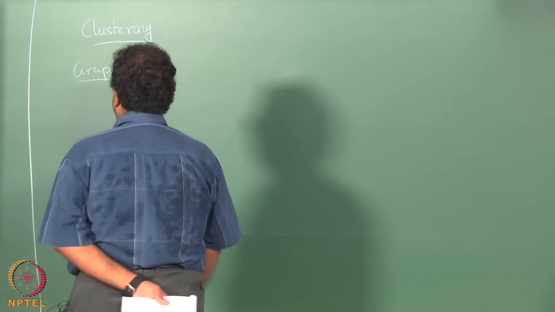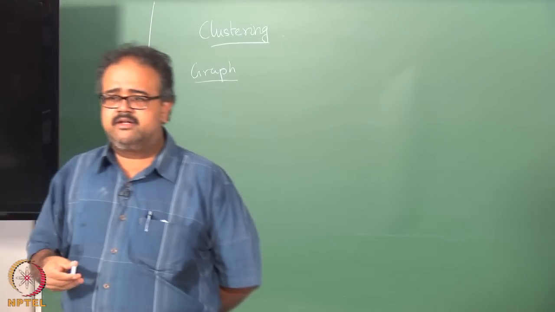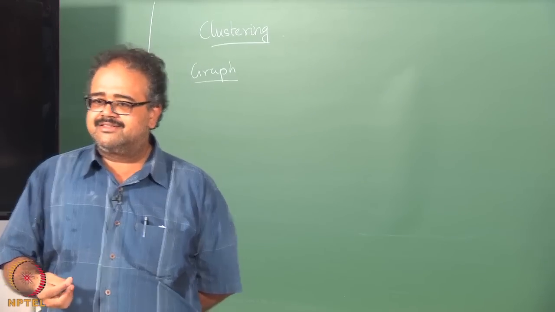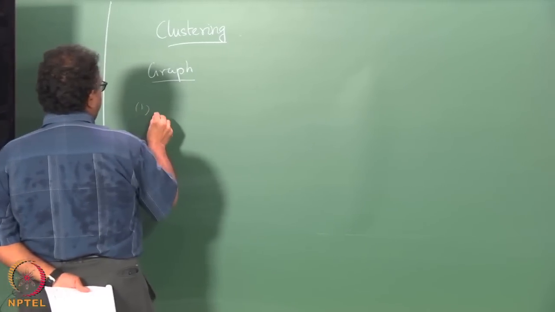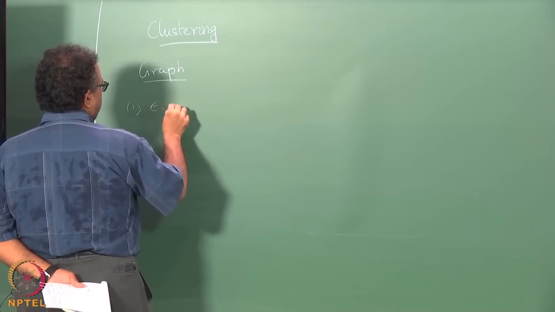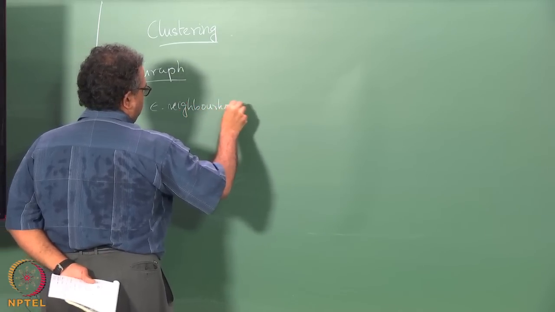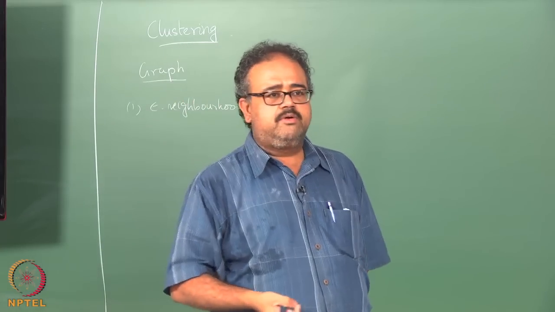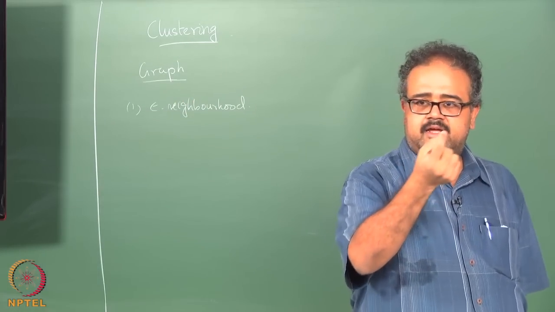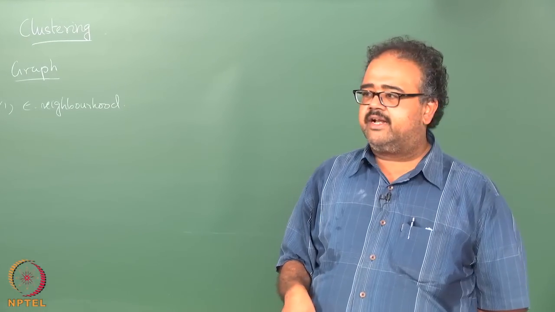So how do you get your data into a graph? Did we talk about constructing graphs out of your data? So somebody tell me how you get this. So the first one is you can do what is called an epsilon neighborhood graph. So what you do is you take a data point, draw a circle of radius epsilon around it and any point that is there in that radius you connect it.